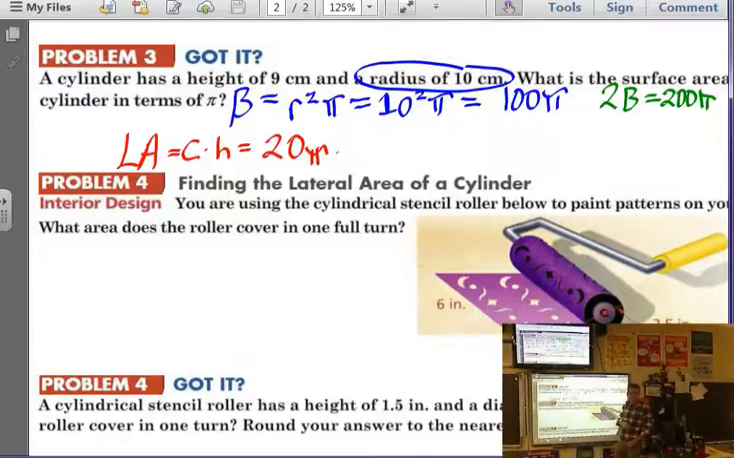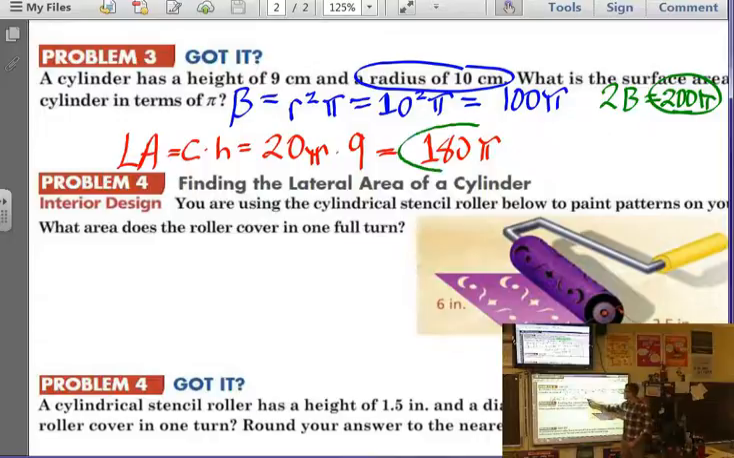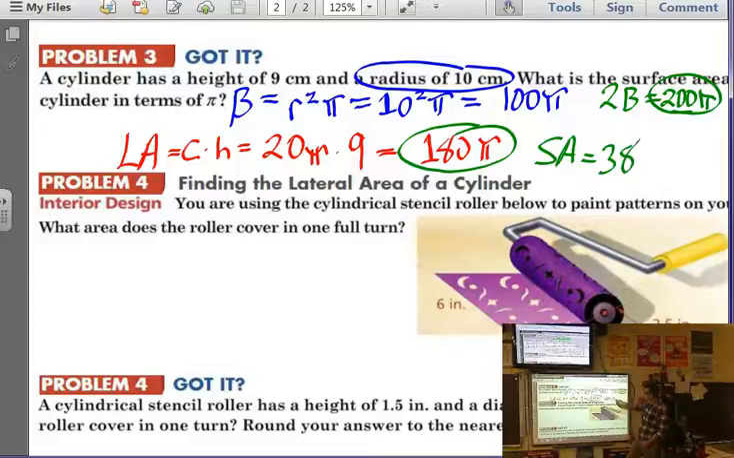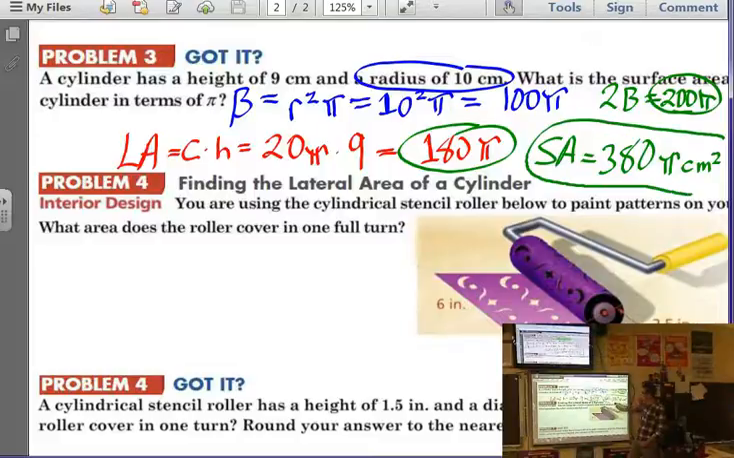That's the perimeter of the base, and then you take the perimeter of the base and multiply it by the distance between the bases, which here is 9 centimeters. So I have 180 pi. I have 200 pi. Together, 380. The surface area will be 380 pi centimeters squared. Make sure you label even beyond that pi.